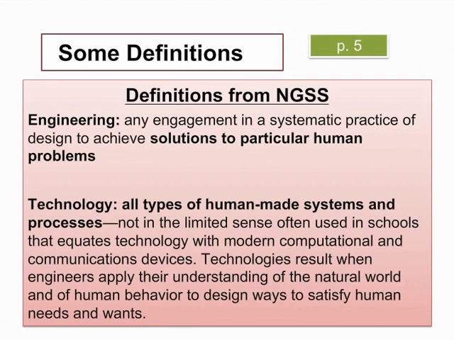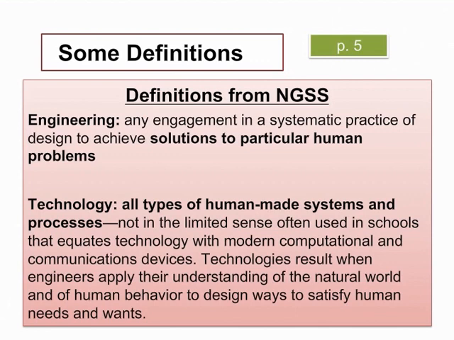So let's look at some definitions from the Next Generation Science Standards. On page 5 in your packet, you actually have a piece of text that has a lot more than just what's on this slide, but I wanted to draw our attention to these two definitions. So for engineering, in the Next Generation Science Standards, it talks about engineering as any engagement in a systematic practice of design to achieve solutions to particular human problems. So just like in the video, we're solving problems. And in this definition, we kind of add a little more to that. We're adding human problems, okay?